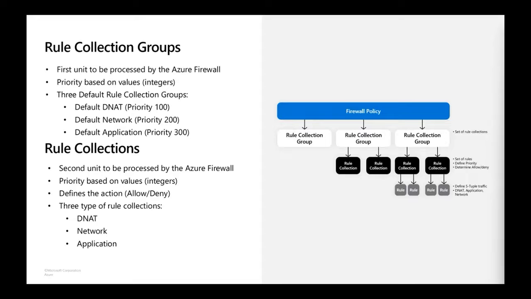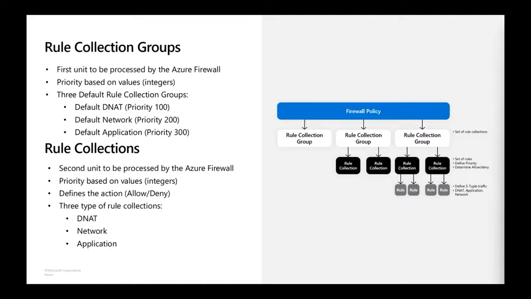Managing Azure Firewalls has become simplified with the introduction of a top-level resource, which is the Azure Firewall policy, right? A firewall policy helps you organize, prioritize, and process the rule sets based on a hierarchy with rule collection groups, rule collections, and rules. A rule collection group is used to group rule collections. They are the first unit to be processed by the Azure Firewall, and they follow a priority order based on values.